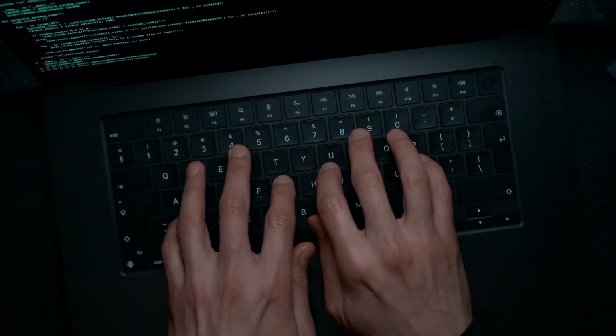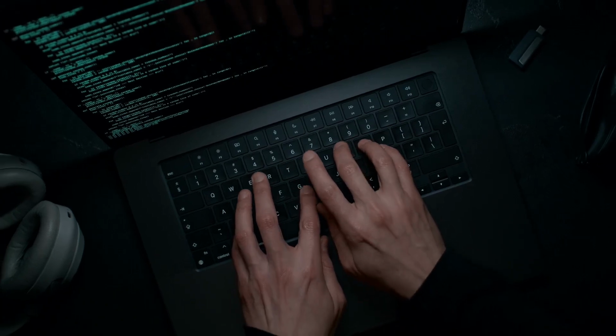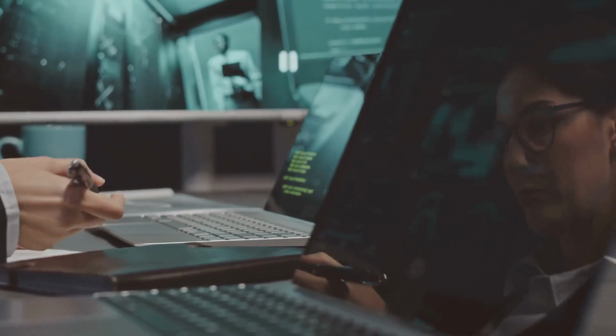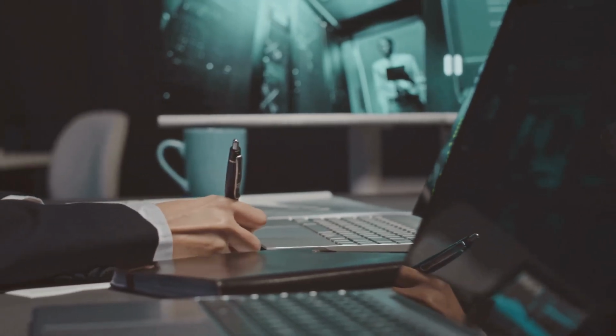Use Secure Shell, or SSH, for remote access. Always use SSH instead of Telnet or other insecure protocols when accessing remote systems. SSH encrypts communications, making it difficult for attackers to intercept credentials or sensitive data.